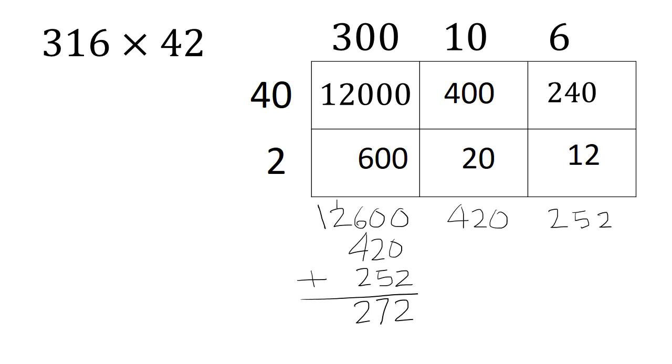Carry the 1. 2 plus 1 is 3. And then bring down the final 1. So our final answer is 13,272. And that concludes our presentation of how to use the area model for multiplication.